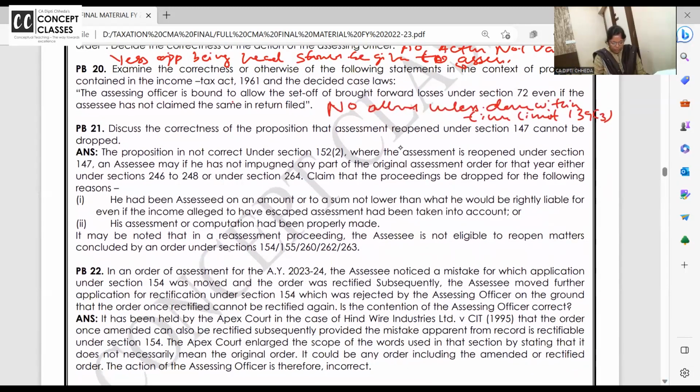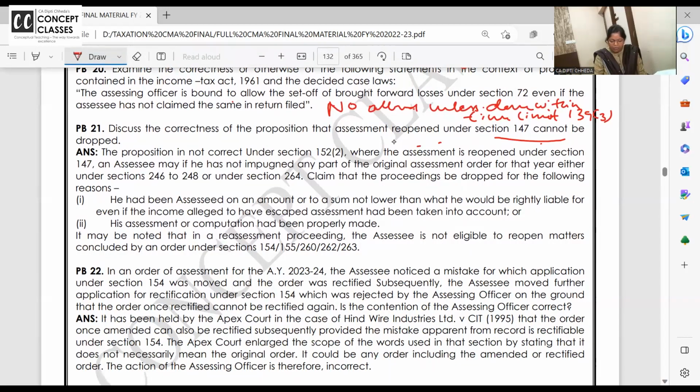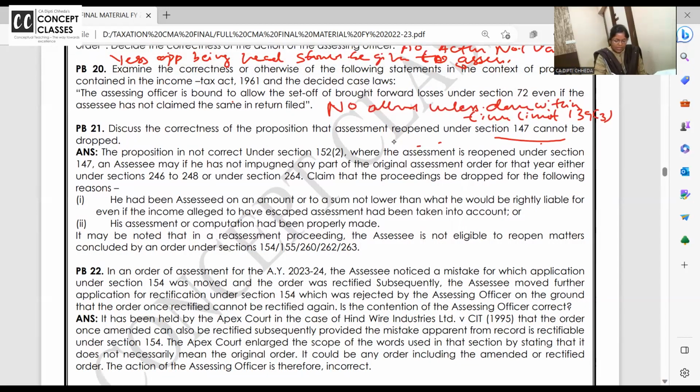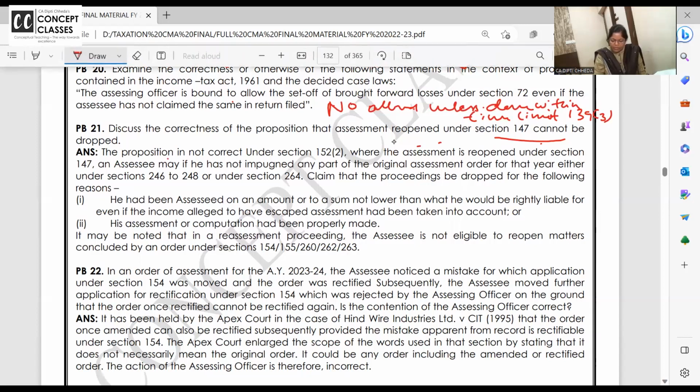Last ones now, 2-3 questions are left. Discuss the correctness: assessment reopened in 147 cannot be dropped. Answer is no, it can be dropped. This too, I started my class today. Sometimes your case has already gone for revision and you are already ending up paying more tax than what you would have paid in reassessment in 147. Then your case can be dropped. The proposition is not correct.